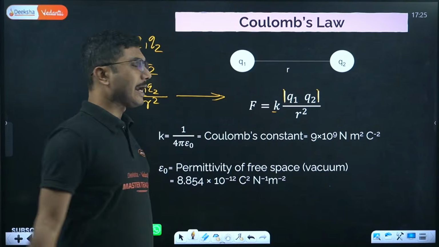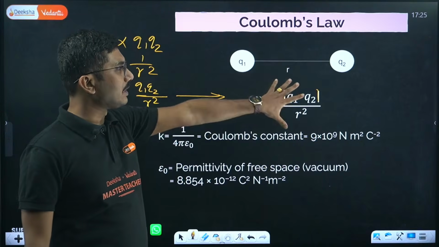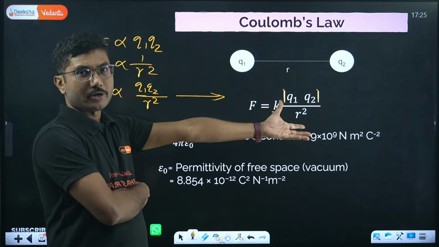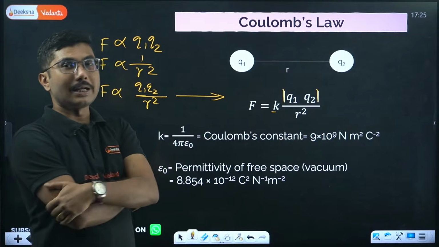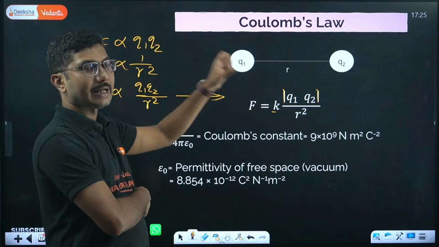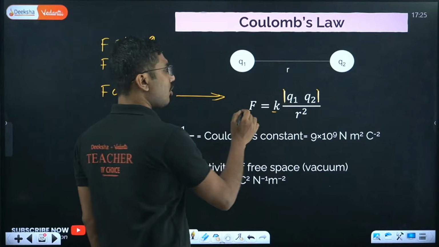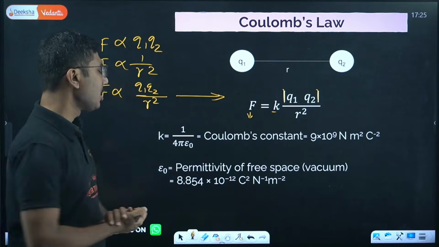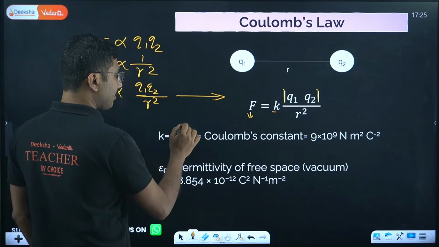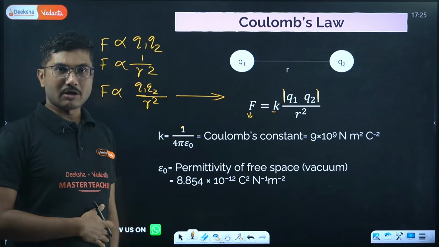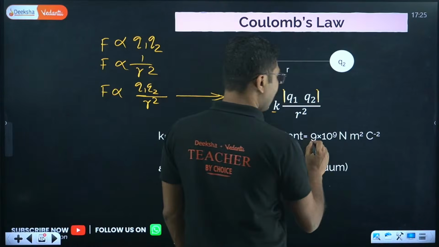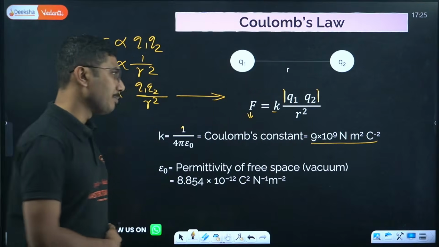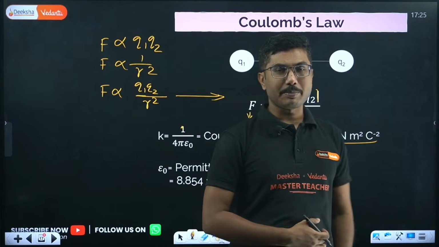Remember that the magnitude of the force is proportional to the product of the charges and inversely proportional to the square of the distance, and if you multiply it with the Coulomb constant, that gives you the Coulomb force. This constant is called the Coulomb constant, which is given by 1 by 4 pi epsilon naught. The value of this Coulomb constant as a whole is 9 into 10 to the power of 9 Newton meter square per Coulomb square.